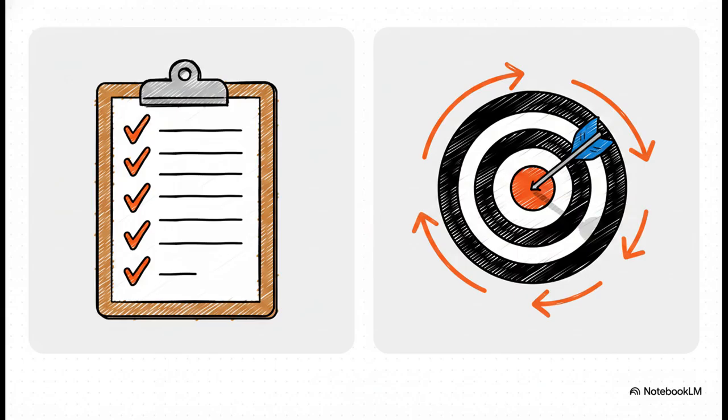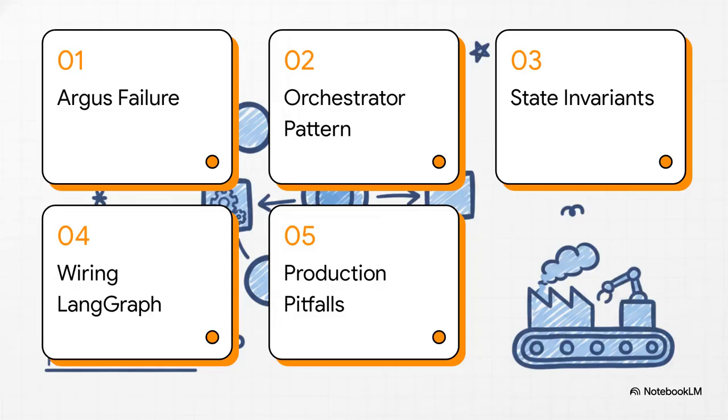If you can't replay the exact state path at the moment an AI agent made a confidence decision, you simply cannot defend your program. Here is the roadmap for this explainer. First, the Argus compliance failure. Second, the multi-agent orchestrator pattern. Third, the 5-state invariants. Fourth, wiring the LangGraph workflow. And finally, production pitfalls to avoid.